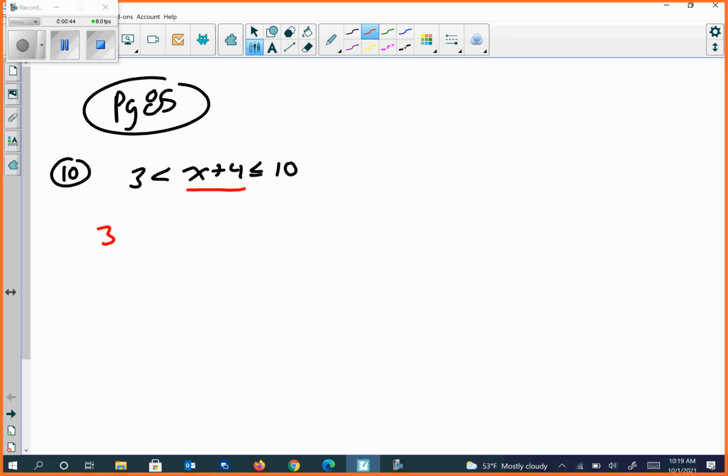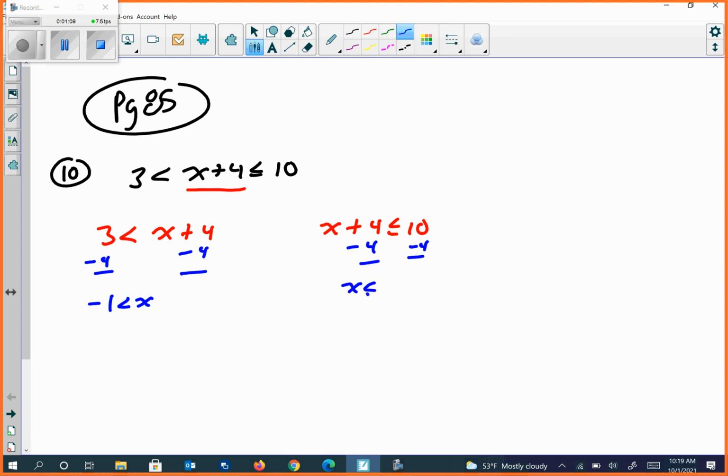And please feel free to write this down on your sheets or make corrections if you had worked any of them. So, I have both equations written. All the signs stay the same. It's just the middle goes with both. So I'm going to subtract 4 from both sides. So negative 1 is less than x. Subtract 4, subtract 4. So x is less than 10.